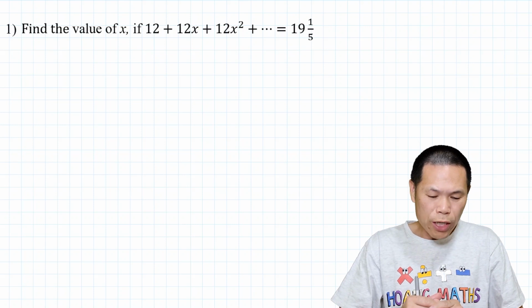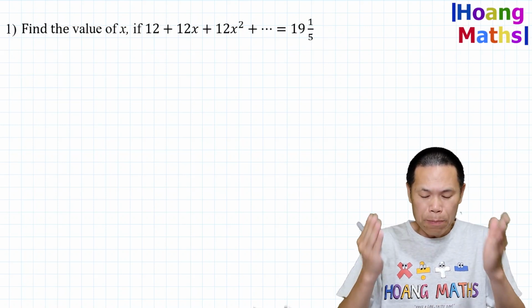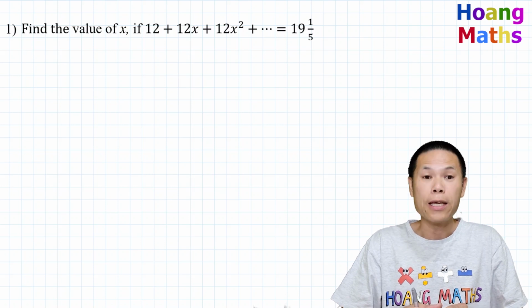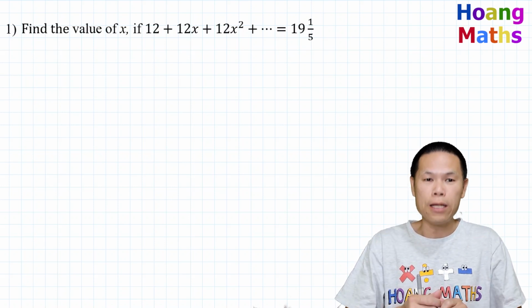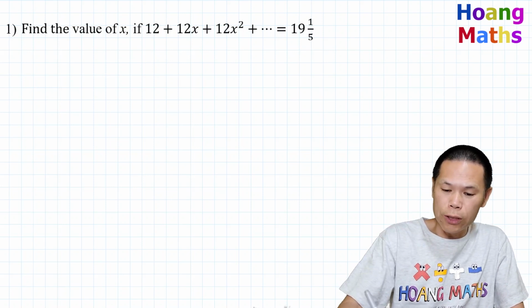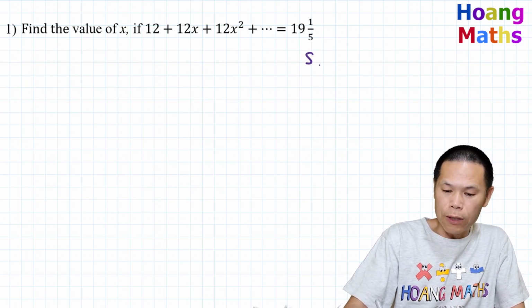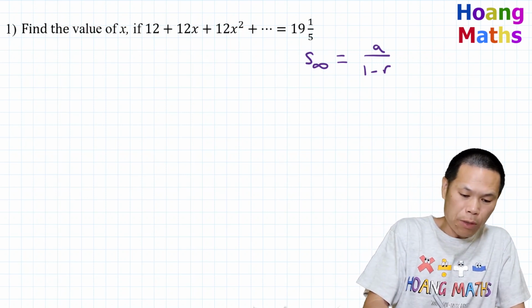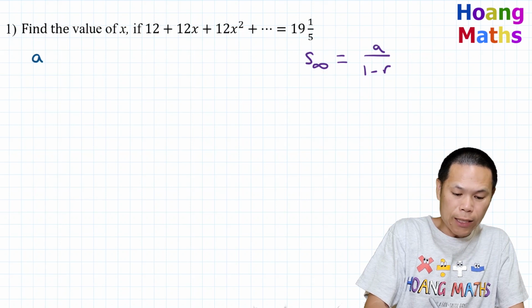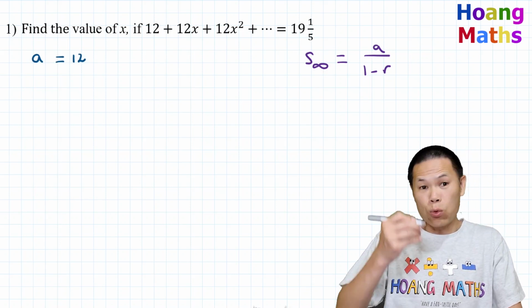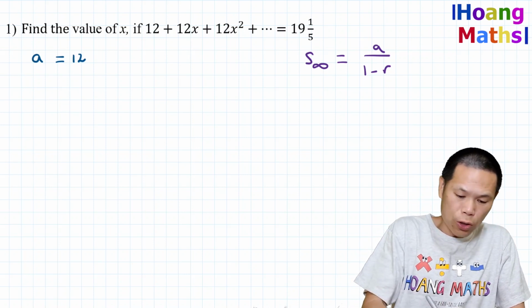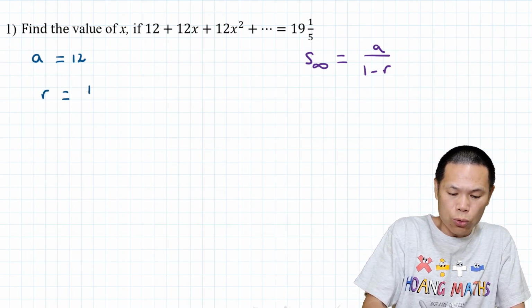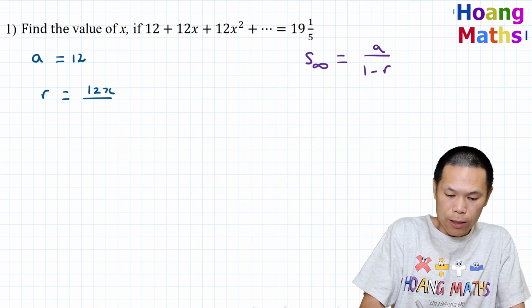First one. We need to find the value of x for which this limiting sum is equal to 19 and 1/5. So first of all, to find the limiting sum, we know that the formula for this is S of infinity is equal to a over 1 minus r. There you go. Okay, so let me just write these values down first. A is 12. And to work out r, that is the common ratio, let's just use term 2, which is 12x, divided by term 1, which is 12.